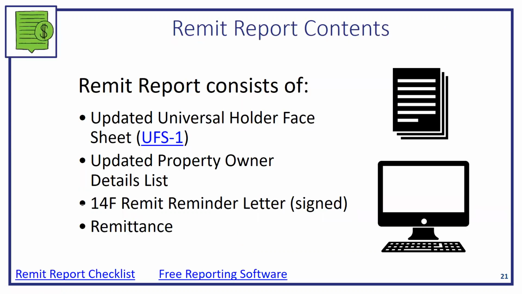So the second half of our two report process is the Remit report. When you submit the Remit report, you're turning in 4 things to us. A new updated version of the universal holder face sheet. This is going to have updated amounts and updated details after you hopefully have maybe reunited some of the property you gave us a heads up about in the notice report. It'll include an updated property owner details list. And again, that is created using reporting software.